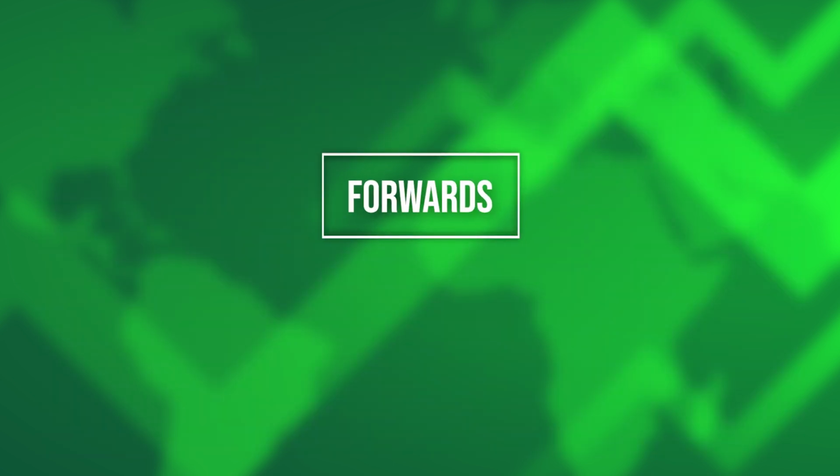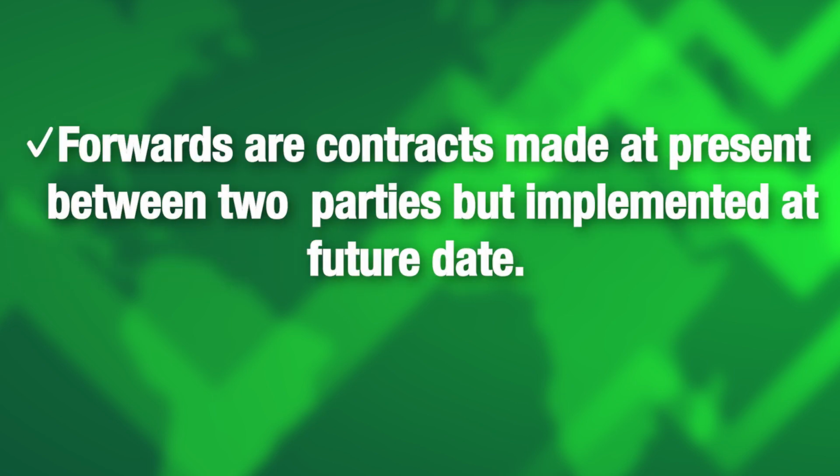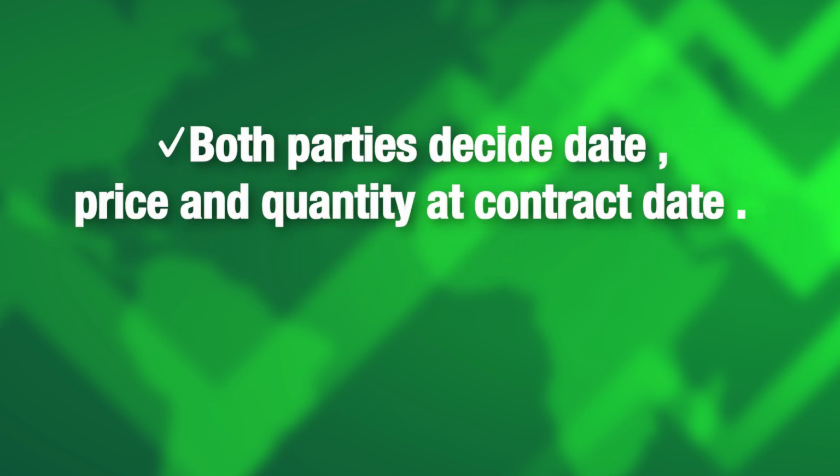The first type of derivative used in the commodity market is forwards. Forwards are actually contracts made at present between two parties but implemented at a future date. Both parties decide the date, price, and quantity at the contract date. This is done at the commencement of the contract, where both parties agree.